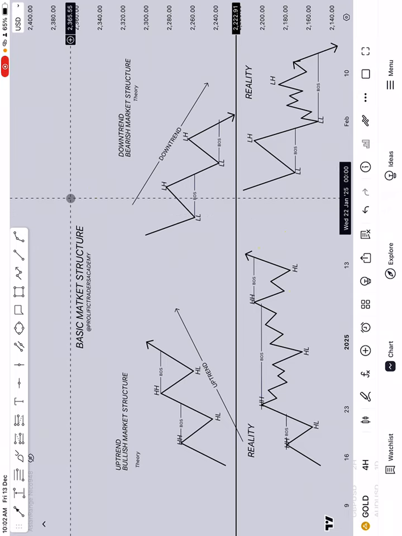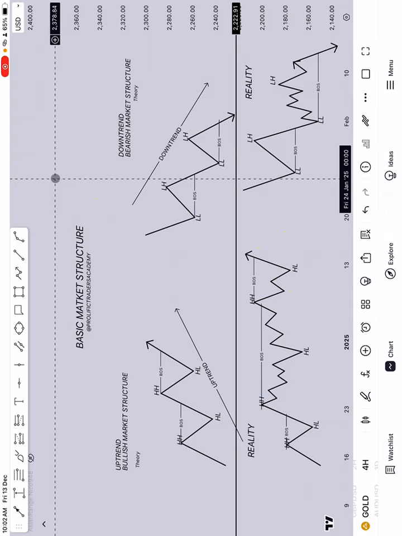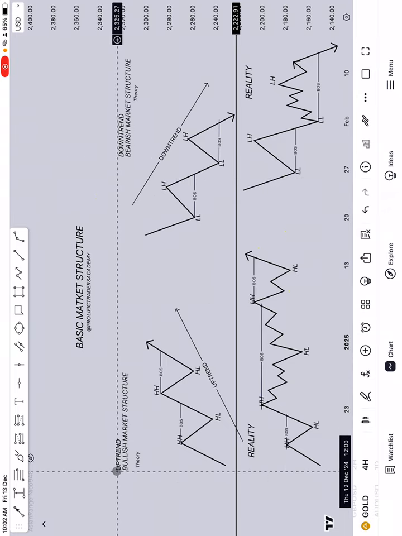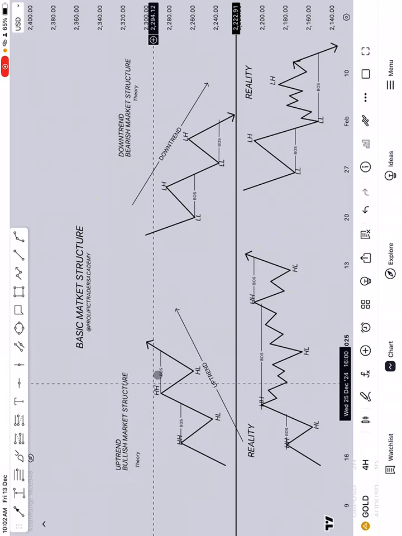Why? Because you're trading with the trend, and there's a saying: the trend is your friend. You need to trade with the trend. You trade against it, it's going to hurt you. So firstly, we are going to start with the bullish market structure.